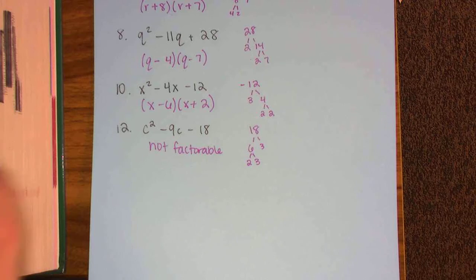Anyways, so I talked about in the notes that we have some special types. We have a difference of squares, and we have perfect square trinomial.